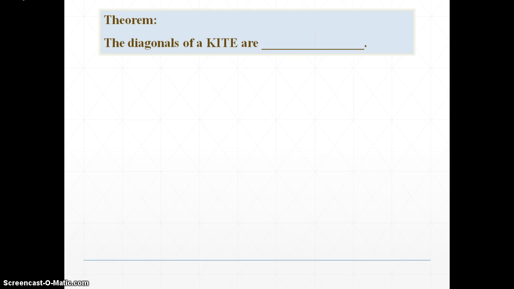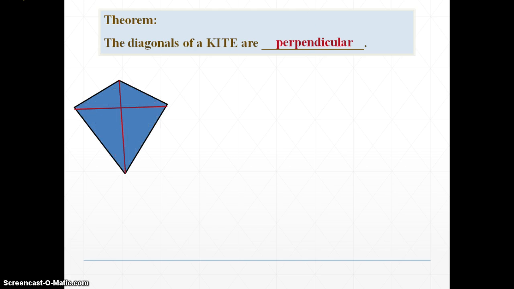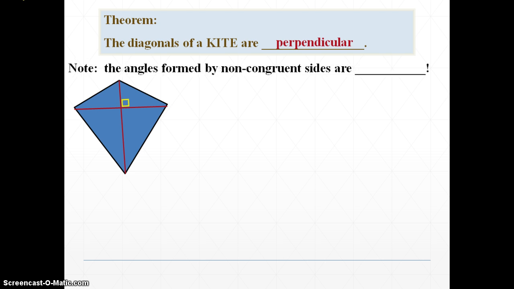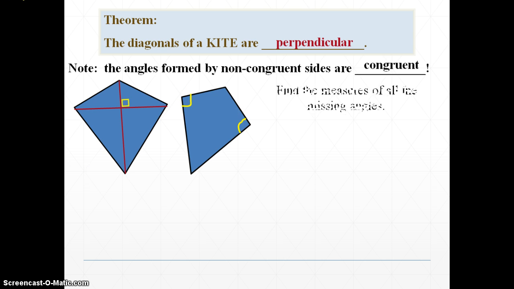The diagonals of a kite are going to be perpendicular. That means that they're going to form a 90-degree angle where they meet. The angles formed by the non-congruent sides are congruent. So remember, in a kite, you have consecutive congruent sides. This side and this side are congruent, and this side and this side are congruent. So the non-congruent sides would be these two and these two. So the angles that are formed by those sides are going to be congruent. So that angle and that angle will be congruent.